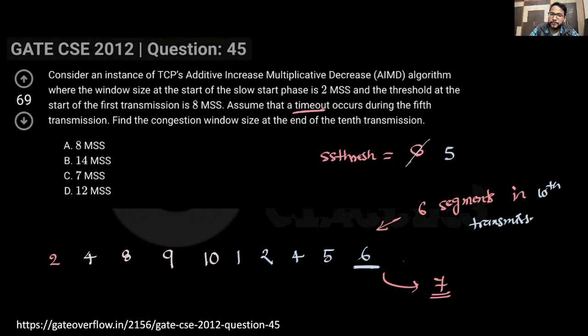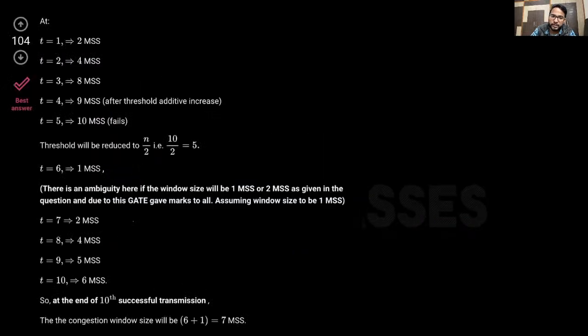But here there is a problem that they are saying you are starting the slow start with 2. So whenever you are moving to the slow start, should the window size be 1 or should it be 2? That's the confusion here, right? That's why during this question they have given marks to all. There's an ambiguity about whether the window size will be 1 or 2 when you go to the slow start. Due to this reason, they gave marks to all. Assuming the window size to be 1 MSS, then you can solve like that, right?